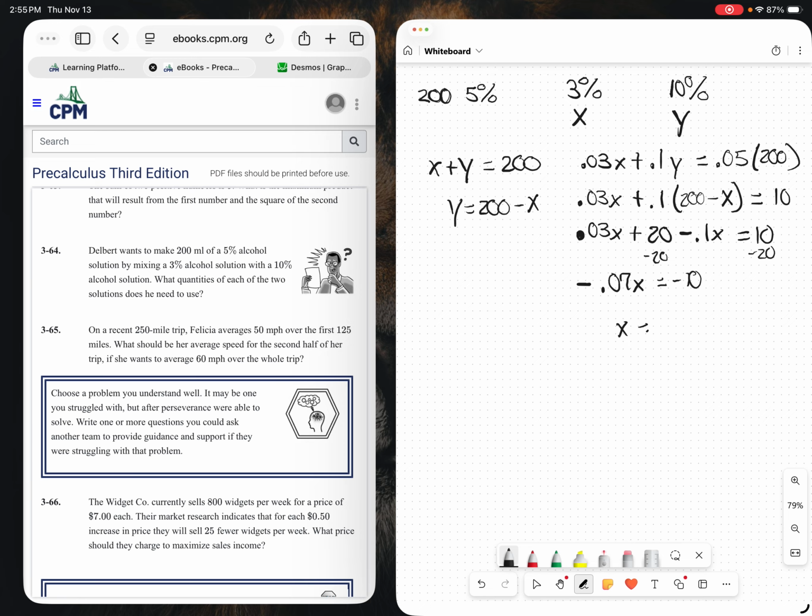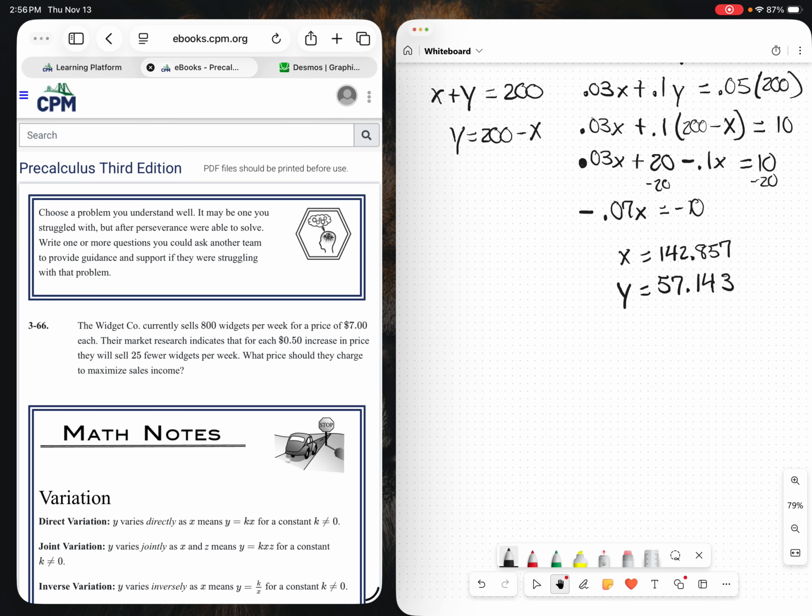And then I'm going to divide. And I get 142.857 milliliters of the 3% solution. And if I subtract that from 200 to get my Y solution, I should get 57.1429 roundabouts. Okay? Or we could just go ahead and round that to make it easier. Okay.